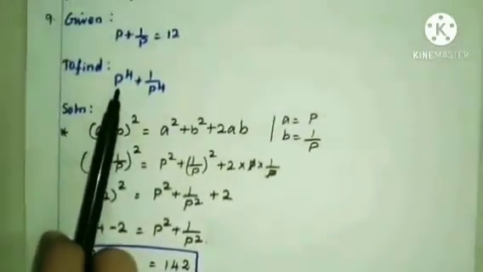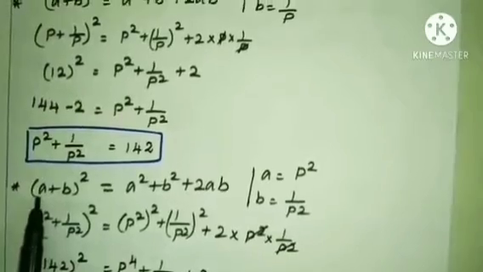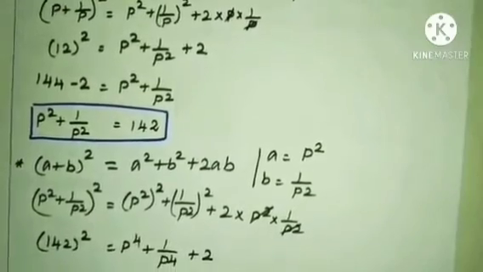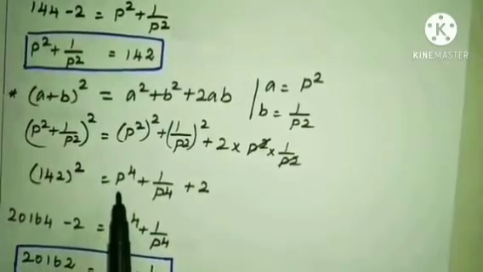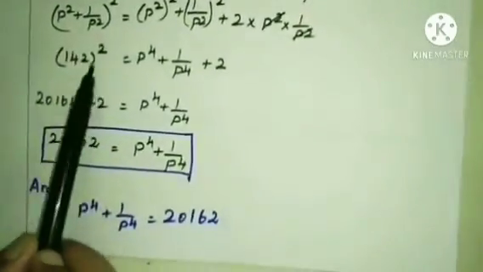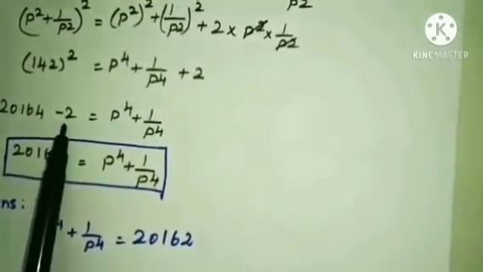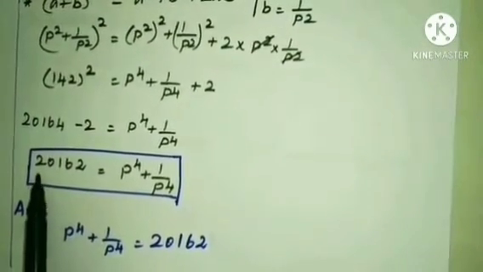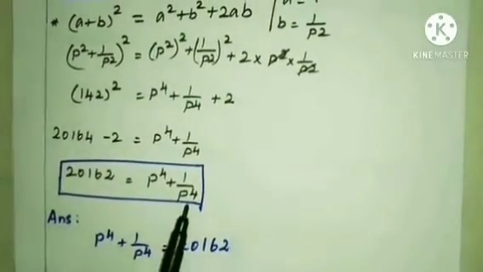Here we have to find p⁴ + 1/p⁴. So again we have to find the square of the number. Here a is p², b is 1/p². Substitute the values, we get 142² = p⁴ + 1/p⁴ + 2. 142 squared is 20,164. Here plus 2 changes to the other side, minus 2. So 20,164 minus 2, we get 20,162 is p⁴ + 1/p⁴. That is the answer.